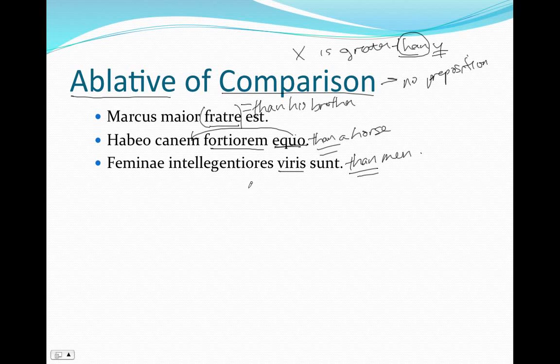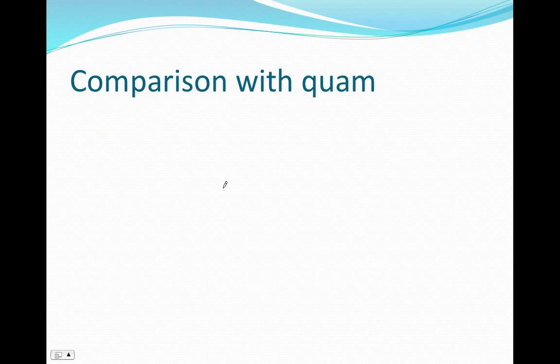There is a much easier way to show comparison in Latin, and that's with the conjunction quam. Now, with quam, quam is going to equal our English word than. So now we have a Latin word which can be translated as than. And in our example, our schematic, x is greater than y. The than is going to be quam. And this is very important, whatever case x is, y will be in the same case.